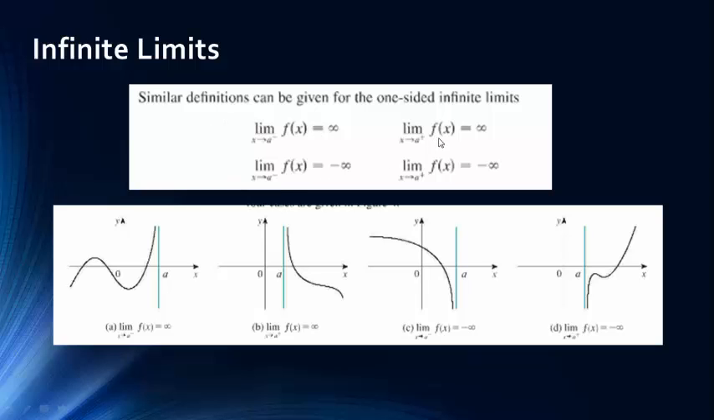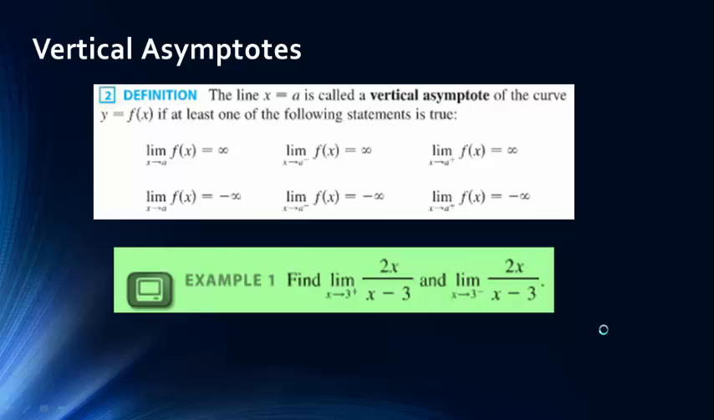And then we can also approach a from the positive direction. In here we have graph B, because as we approach a from the positive direction, it's going to infinity. And the last graph, D, is as we approach a from the positive direction, the function is going to negative infinity. Okay.